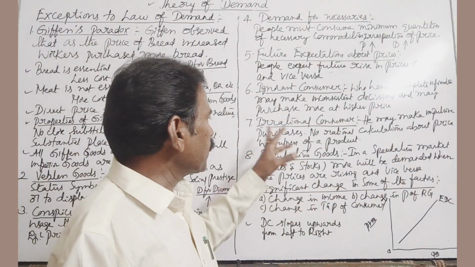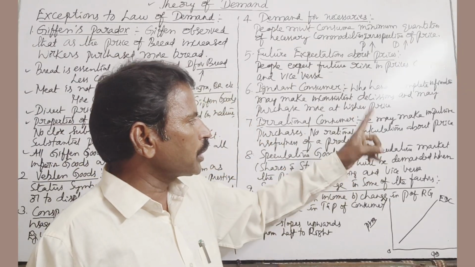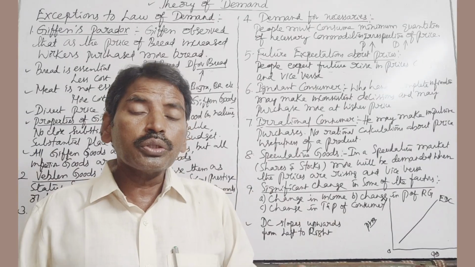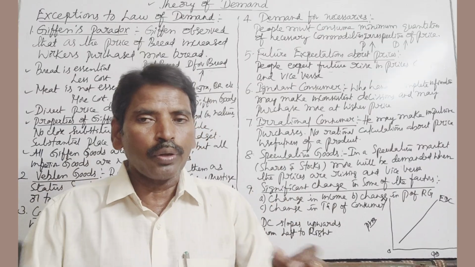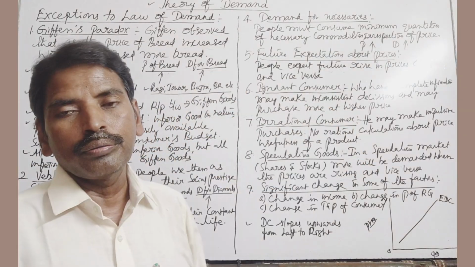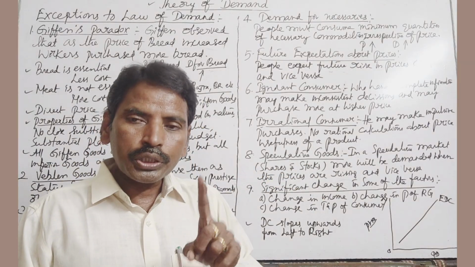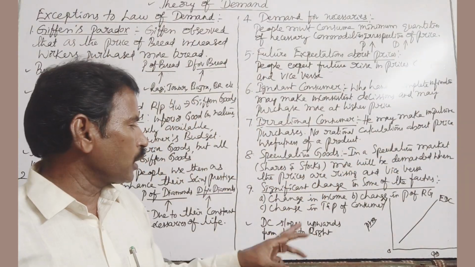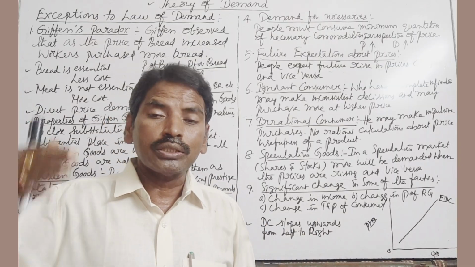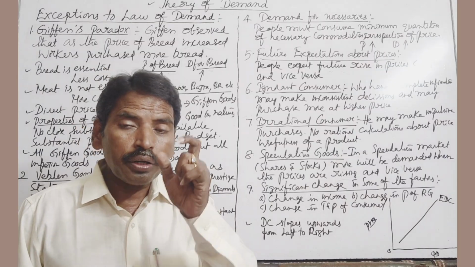Next, seventh one, irrational consumer, not a rational consumer. An irrational consumer may make impulsive purchases. Impulsive purchases means without rational calculations, without cool calculations about price and usefulness of the product. That is why if the price of the commodity increases, he demanded more. That is also quite against the law of demand. Next, speculative goods, for example stocks, shares. In a speculative market, particularly shares and stocks, more will be demanded when the prices are rising, and less will be demanded when prices are falling. Contrary to the law of demand.